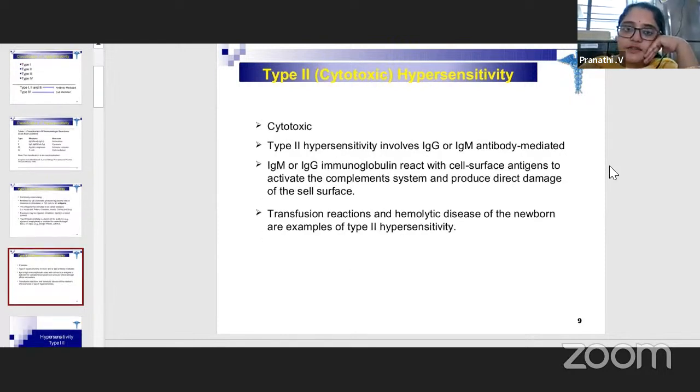In type 2 hypersensitivity, you have IgG and IgM antibodies that are released. They go and act on the cell surface antigens. Then the complement system is going to be triggered, so the membrane attack complex is formed and damages that particular cell. An example of this kind is blood transfusion, when you give the wrong blood, from A to B. It causes type 2 hypersensitivity. And HDNB, hemolytic disease of the newborn, Rh factor negative and positive, will cause type 2 hypersensitivity.